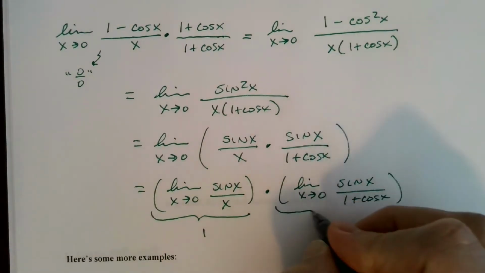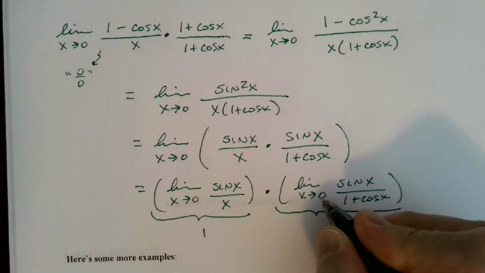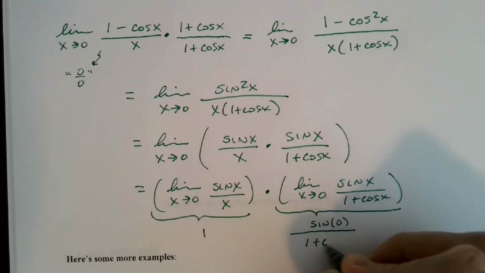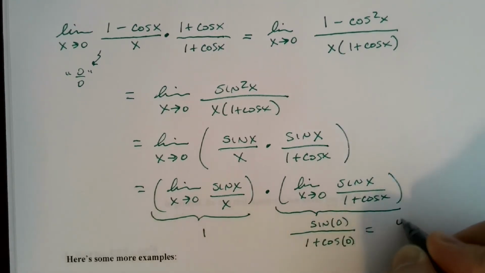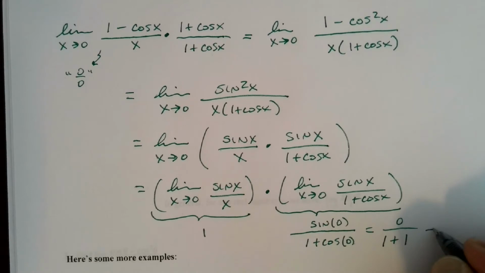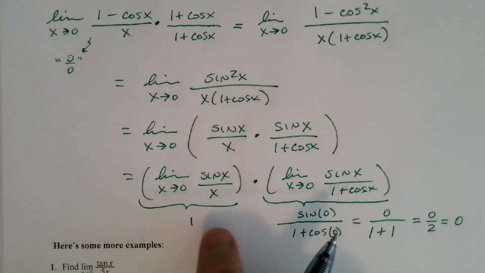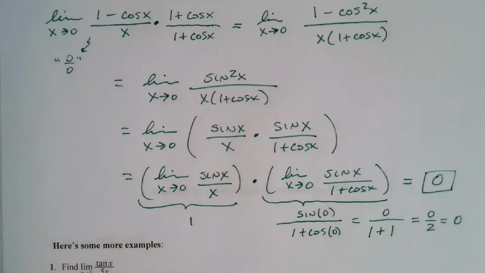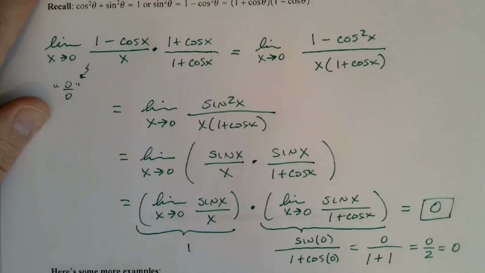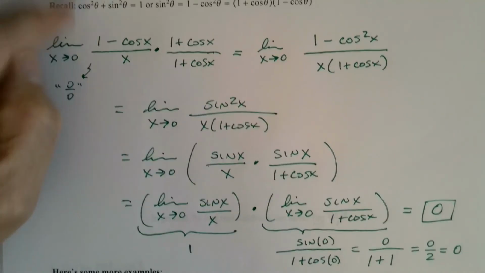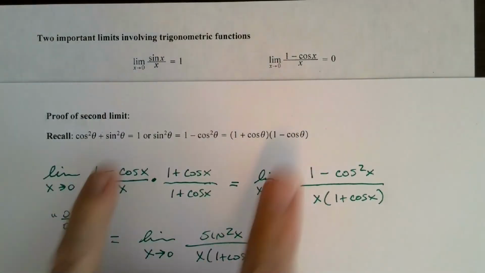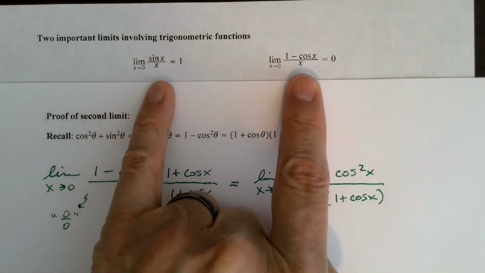Now what about this? Well, this function is continuous at 0 because when I plug in directly, I get a real number. Sine of 0 is 0. Cosine of 0 is 1. I get 0 divided by 2, which is 0. 0 is a real number. 1 times 0 is what? 0. And there is the proof of our second limit. The limit as x approaches 0 of 1 minus cosine x divided by x is indeed 0. So these two trig limits we can use.